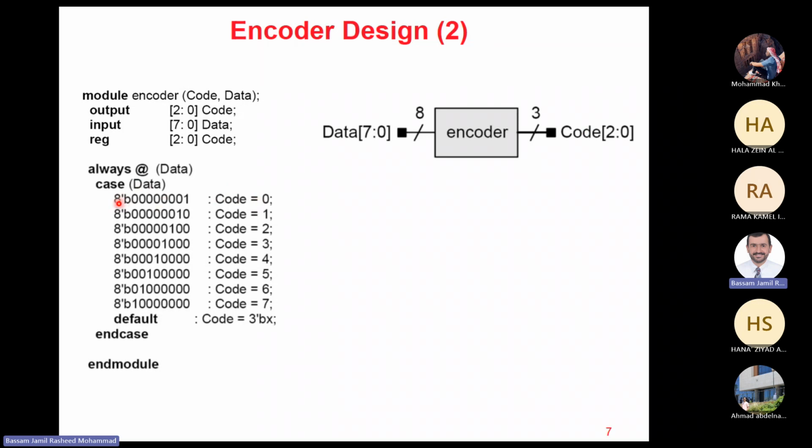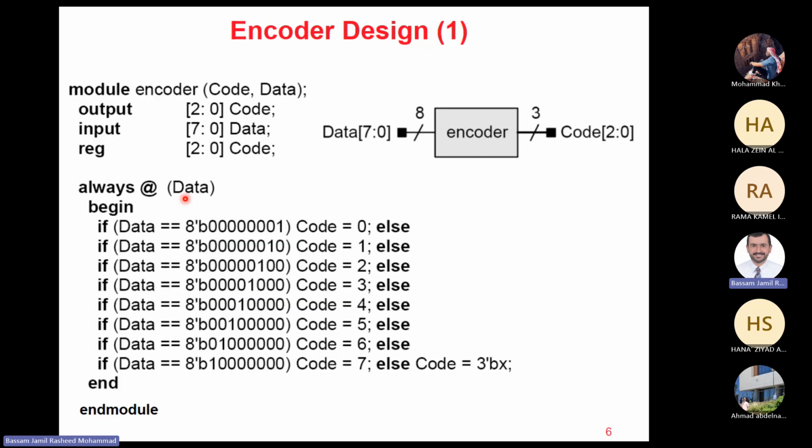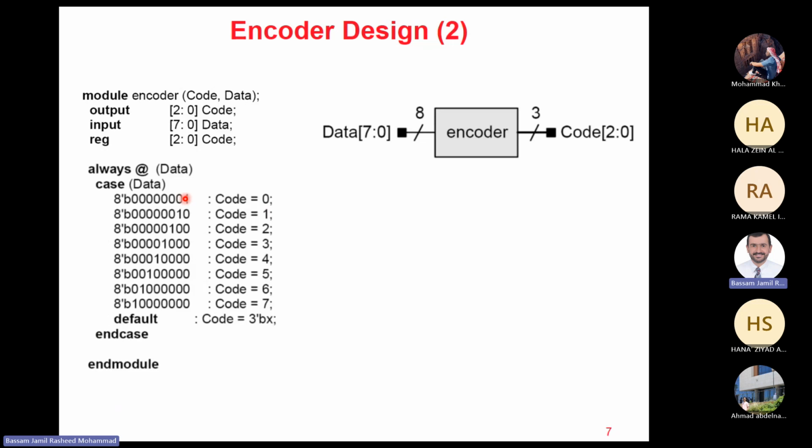So when the data equals 00000001, then the code, which is the output, equals 0. If the data is equal to 10000000, then the output code is 7. The case statement and this if statement do exactly the very same thing.